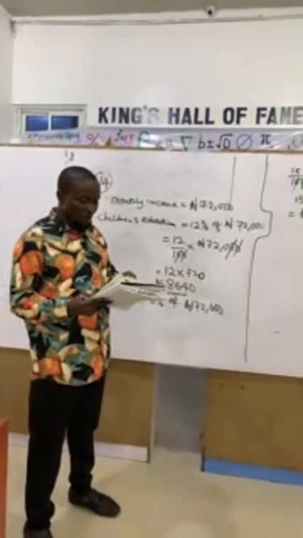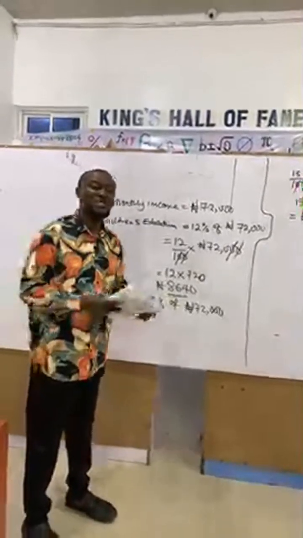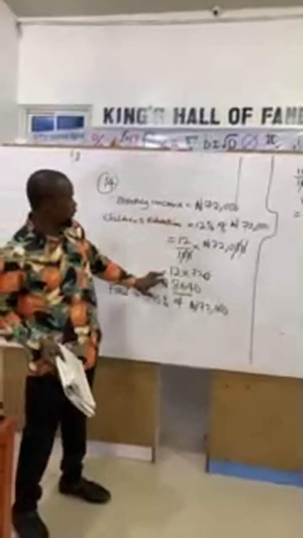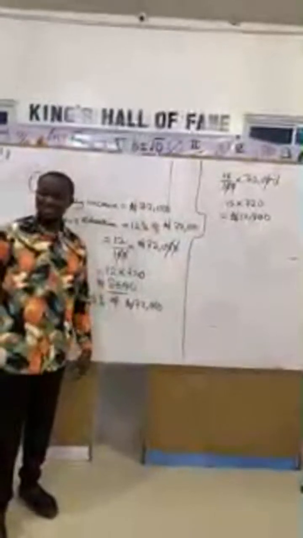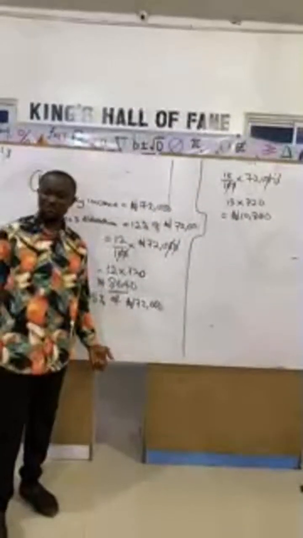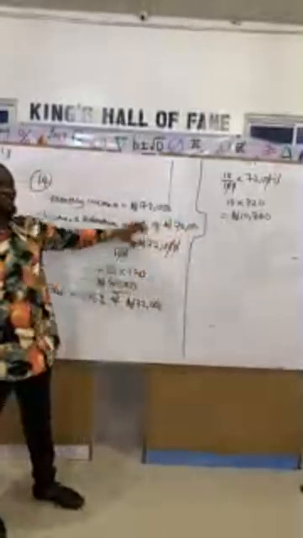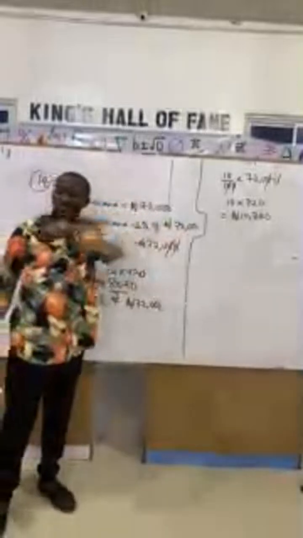Now, how much does he have left? My brother, without wasting time, if this is the money he has, this one is gone for children's education, and this one is gone for food. You can know what is left now. What do we do? You add these two and subtract from the total income. Let's get the answer.